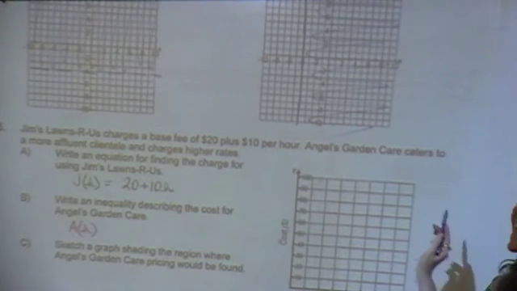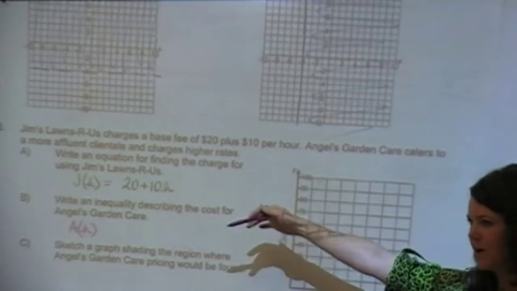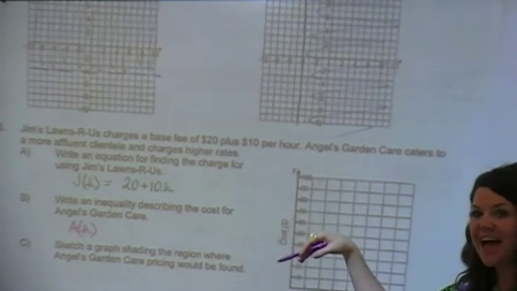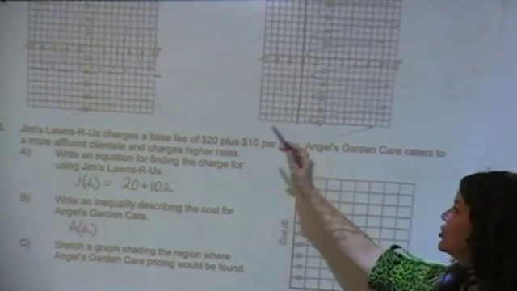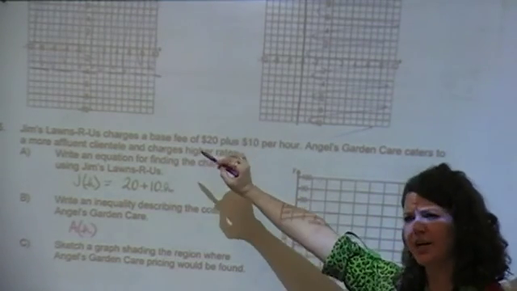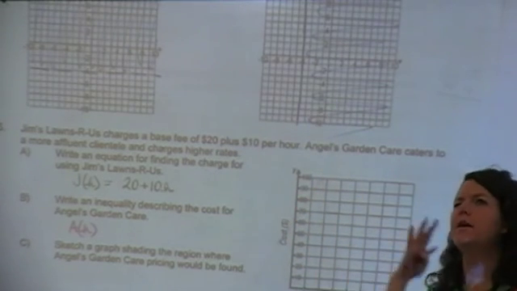Alright, B. Write an inequality describing the cost for Angel's Garden Care Center. Well, when I go back up to the top, I'm going to write, this is Angel's per hour. It doesn't give me any information about Angel for me to write an equation. All it says is that Angel charges higher rates than Jim. Let's do some inequality language. Instead of higher rates than Jim, they would be greater rates than Jim. Everybody good? Angel's greater than Jim?